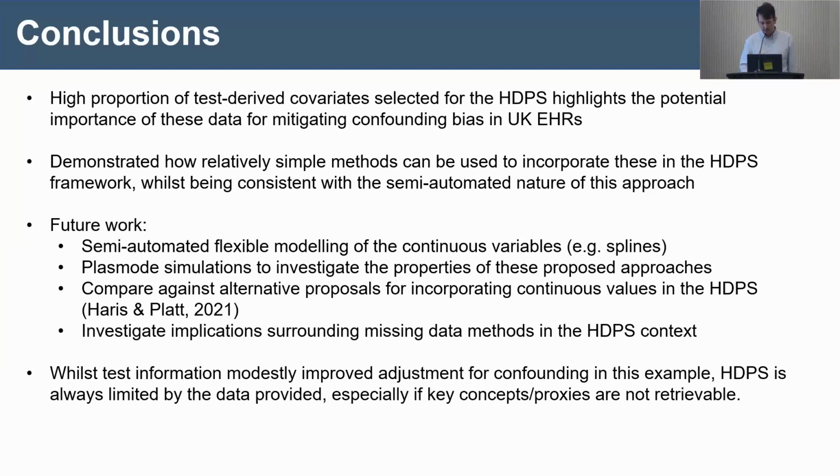And then finally, I think there's a broader point that investigating the implications surrounding missing data methods in the HDPS concepts is quite an under-researched area. So, in conclusion, whilst the test information modestly improved the adjustment for confounding in this setting, I think HDPS is always limited, no matter what the setting and the data that you throw at it, by the data provided and available. So it's always possible that key concepts and proxies are not retrievable from what we give it. But thank you for listening, and I'll take any questions.